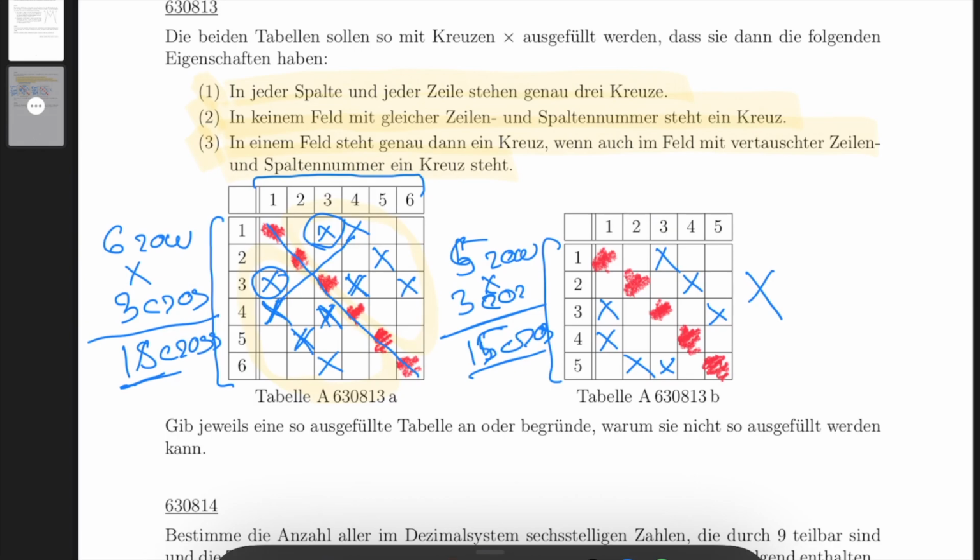Not important like here, but we already know the solution here. It's a no, this fails. Okay, so let's review the first one. We know that we need to put 18 crosses. So per one side we need to put 9 crosses.